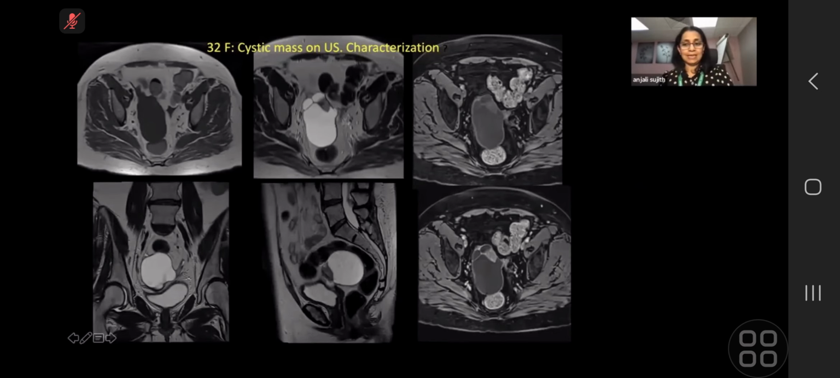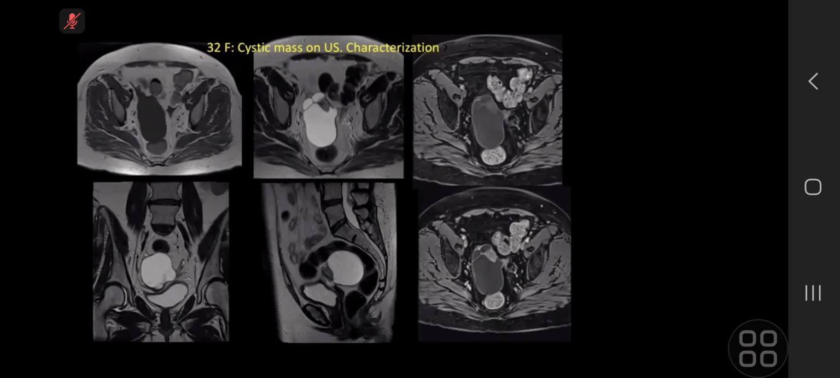Yes, this is the next case. Okay, so cystic mass on ultrasound for characterization. I can see a large central pelvic lesion that's situated between the bladder and the rectosigmoid. I can see the parametrium coming off the lesion on the left side.